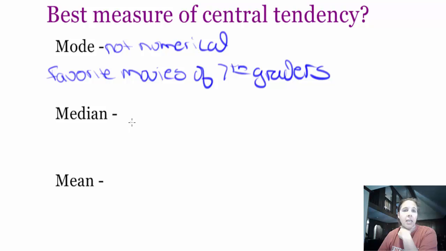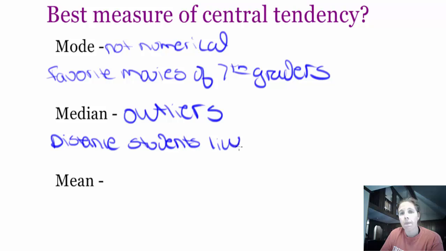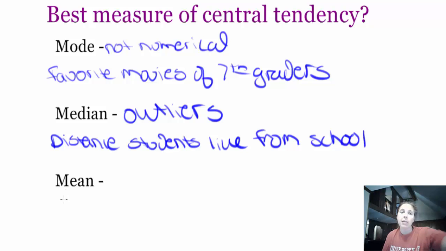Median would be if there are outliers, then you would use median because you find the number that's in the middle, because there might be an outlier that throws the mean way off. So you would need to use the median. An example of that would be the distance students live from school. You might have someone who lives way out in Bixby, where the majority of you might live in Midtown or in West Tulsa. This would help with those outliers. You would find the one that's in the middle and go with that.